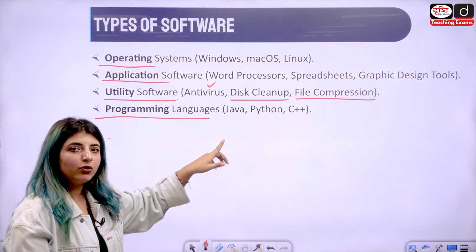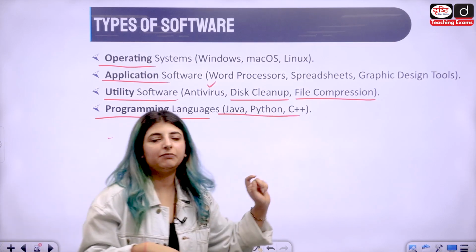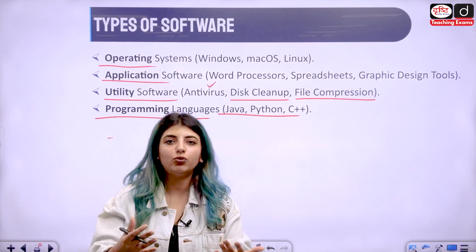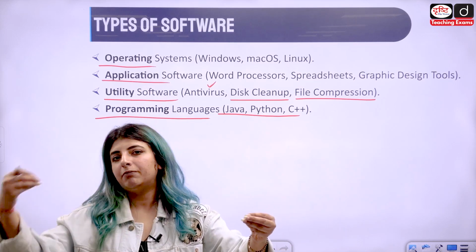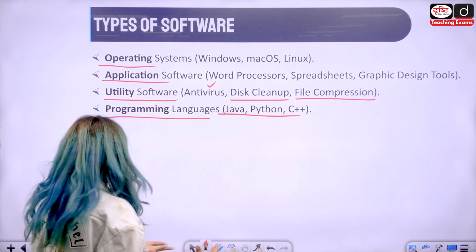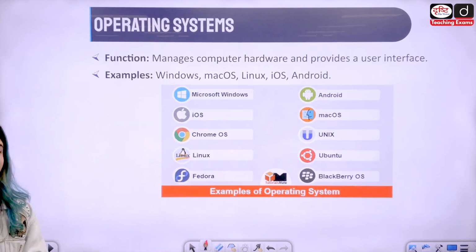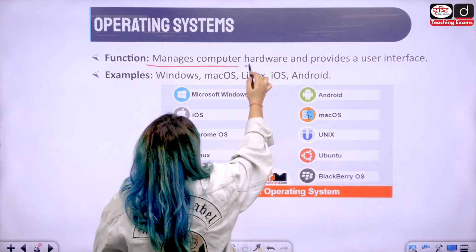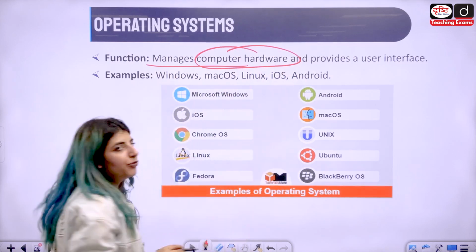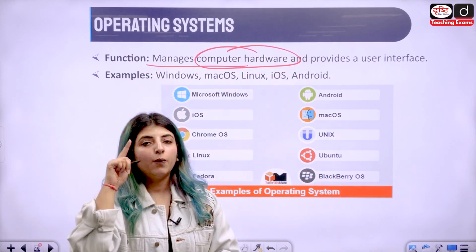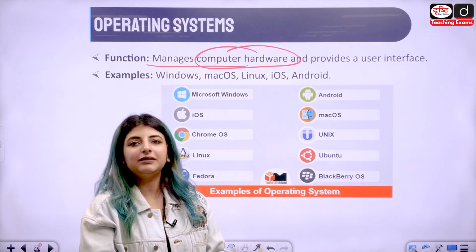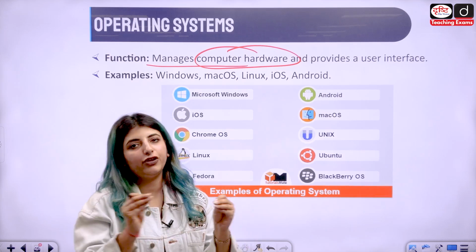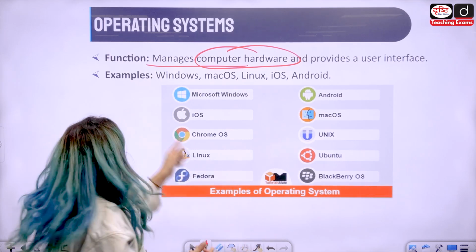Programming languages are also there. There are Java, Python, C++. These are the software where we need to perform the coding task to make a particular application, run some program, so on and so forth. So operating system, first of all, it manages computer hardware and provides the user interface. And I already told you, without an operating system, a hardware is just a piece of box sitting with you on your table, so on and so forth, right?